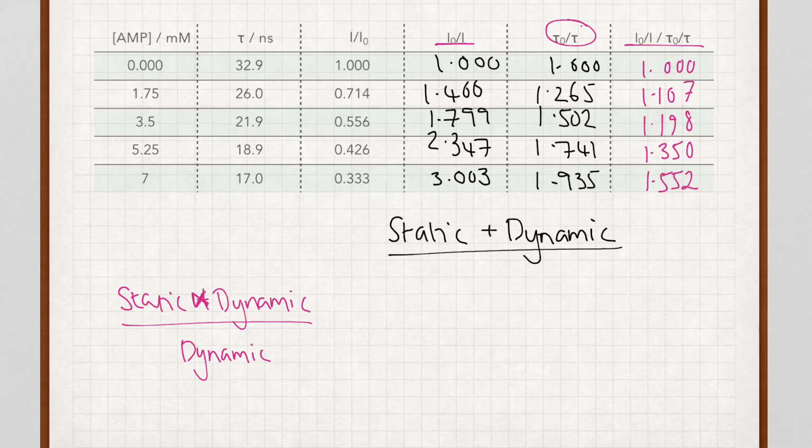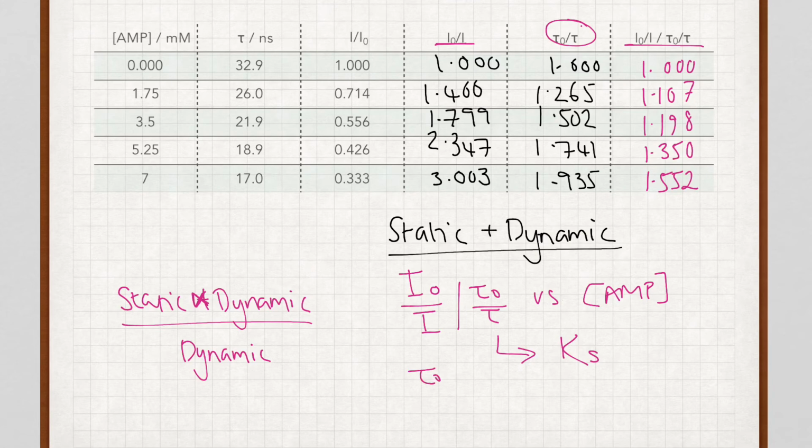So if I were to plot I naught over I divided by tau naught over tau against the concentration of AMP, I am going to get my big Ks, my static equilibrium constant. If I plot just tau naught over tau, that will give me little kq, sorry, I called them kq, didn't I? And this will give me not just this, but it will give me kq tau naught, but I can easily work that out because I know tau naught right from the beginning of the question.